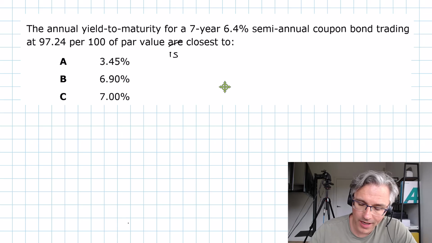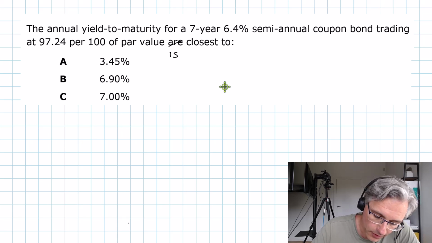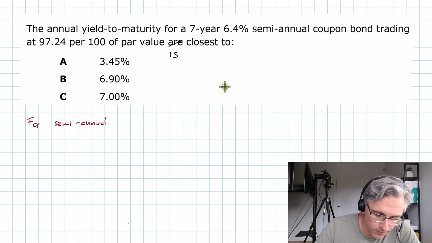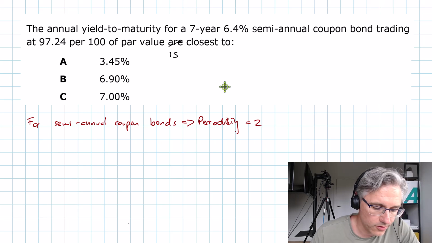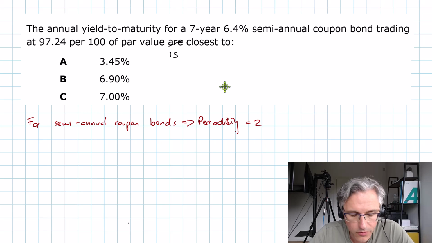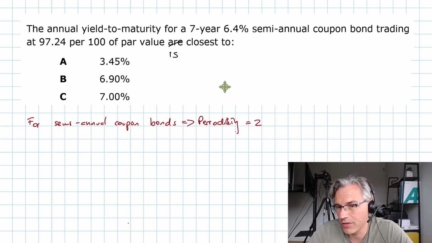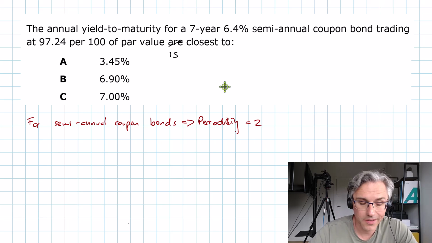Because it pays semi-annual coupons, we're going to assume, this is a rule, a periodicity of 2. So let me write this down. For semi-annual coupon bonds, the periodicity you have to assume is 2, unless you're told something different. This is going to be typical for bonds coming from the US and bonds coming from the UK, which are the two countries where you'll typically find coupon payments being paid twice a year indeed.